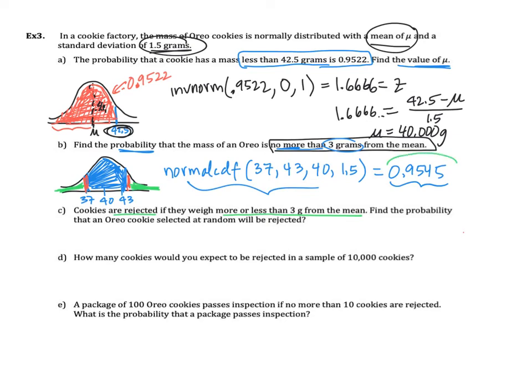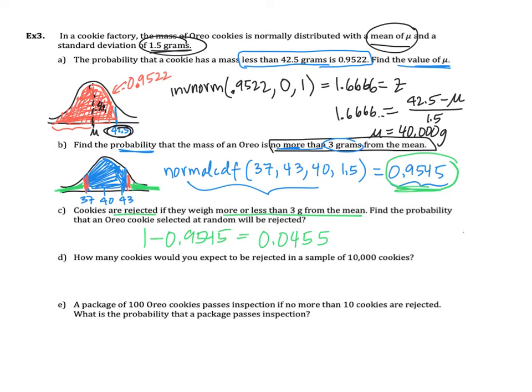Well, that means that if this is the area in the blue part, this is the percentage of Oreos that will be passed, that will not be rejected. Therefore, you know your area under the entire curve is 1, so I'm just going to do 1 minus 0.9545, and so roughly 0.0455 of the cookies will be rejected. So roughly 4.5% of all cookies will be rejected.